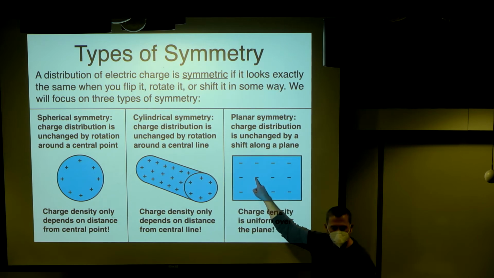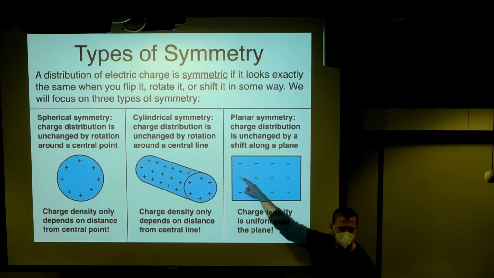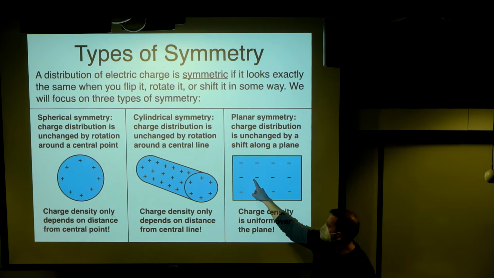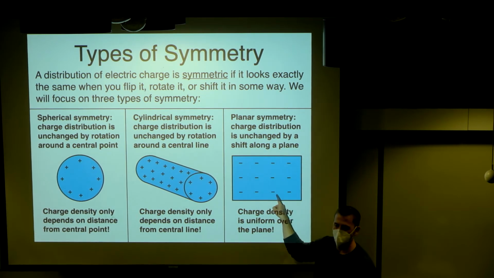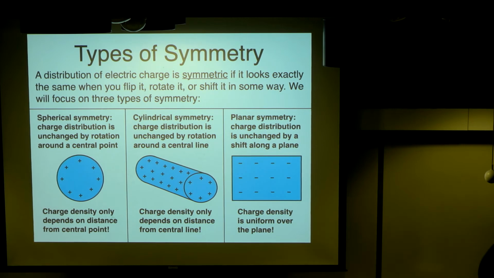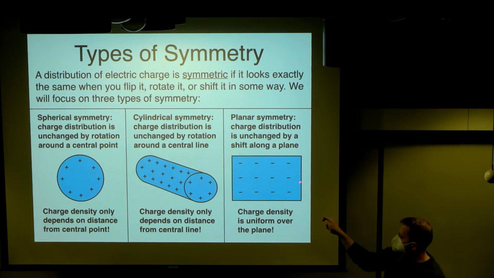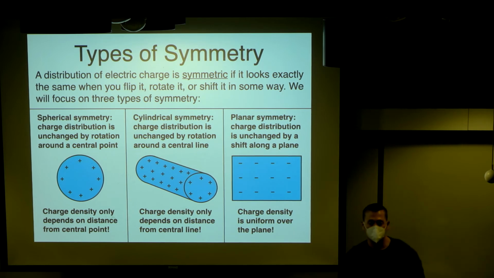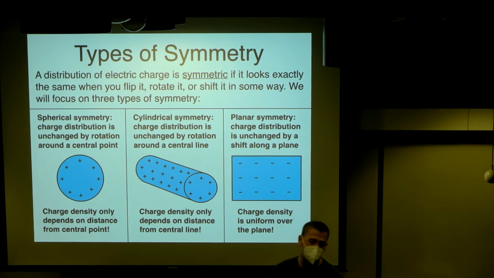So if I'm located here, I look around and I see a certain distribution of charge. If I move over, still looks exactly the same, right? If I move down, still looks exactly the same. That's what I mean by being able to shift along the plane and nothing really changes, okay? So when we're dealing with planar symmetry, that just means you have a uniform charge density over some plane or over some sheet, okay? These are the three cases where we can actually use Gauss's law to solve for the electric field. If it's not one of these three cases, it's not going to work, okay?